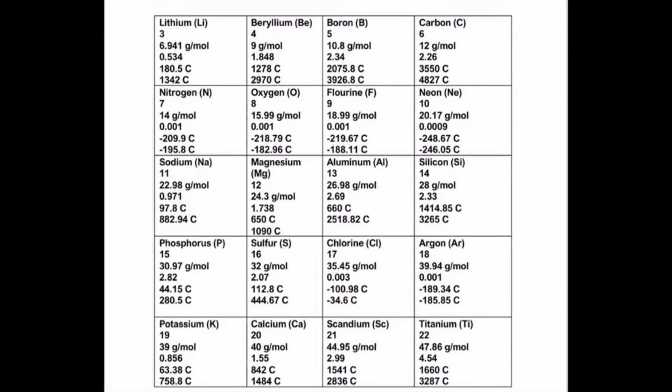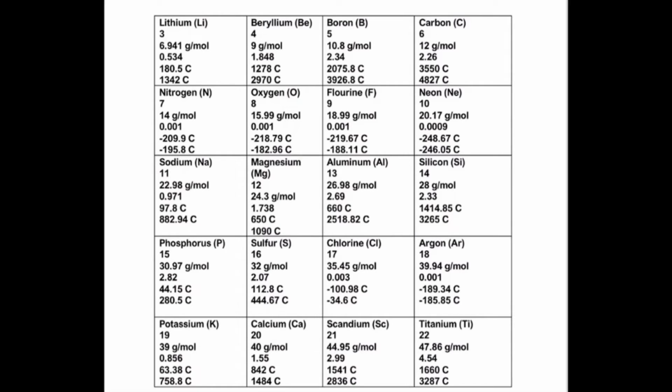Next, we have boron. The chemical symbol for boron is capital letter B. The atomic number is 5. The atomic weight is 10.8 grams per mole. The density is 2.34 grams per cubic centimeter. The melting point is 2075.8 degrees Celsius, and the boiling point is 3926.8 degrees Celsius.